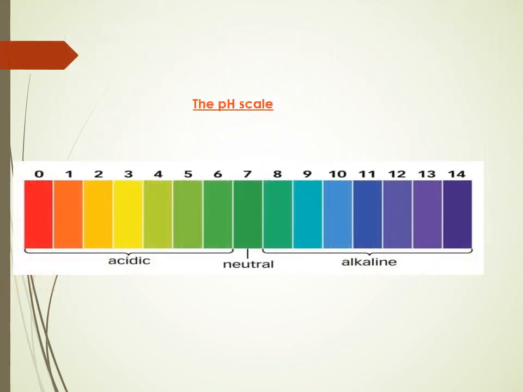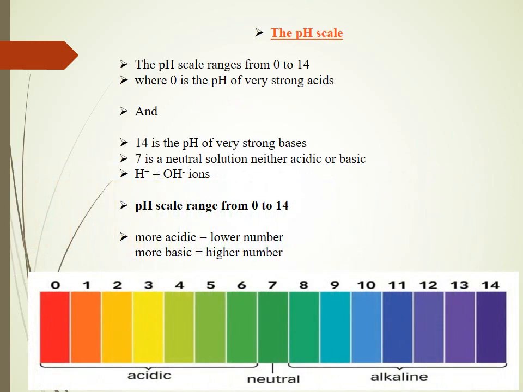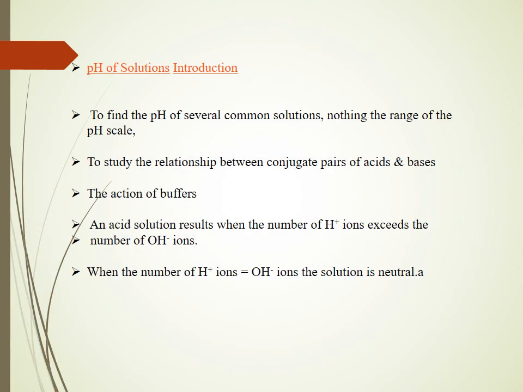This is the pH scale. 1 to 7 is the acidic medium, 7 is neutral, 8 to 14 is the alkaline medium. On the pH scale, 0 is the pH of a very strong acid, 14 is the pH of a very strong base, and 7 is a neutral solution, neither acidic nor basic. The pH ranges from 0 to 14. More acidic means a lower number, more basic means a higher number.